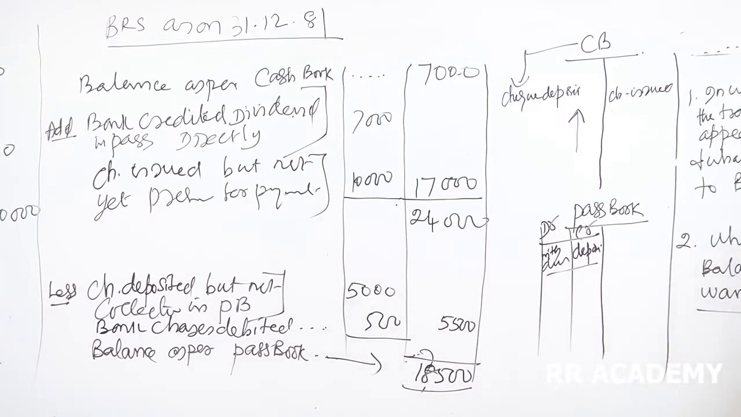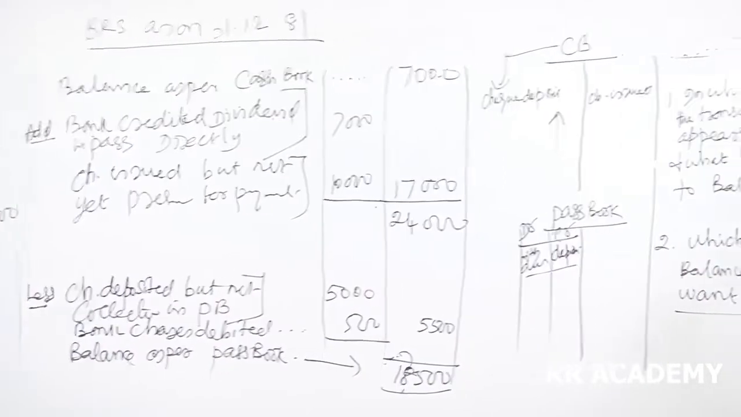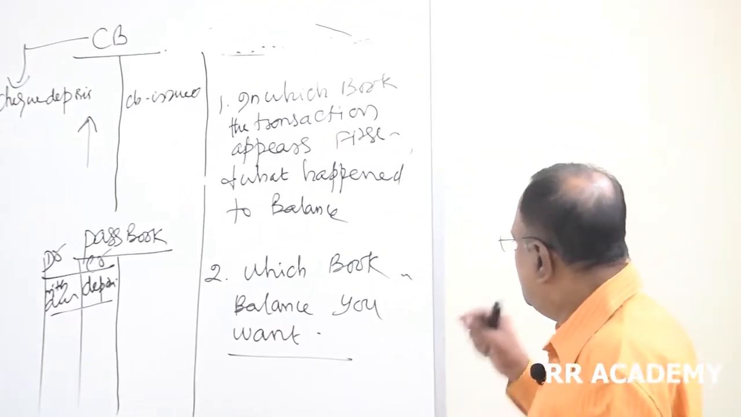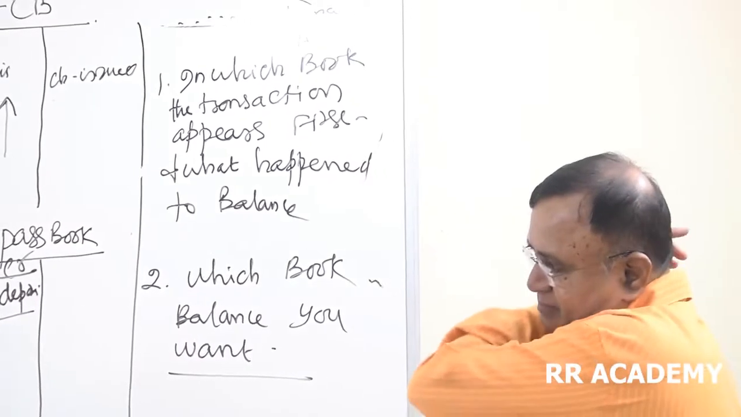These two things you must remember. Which book does the transaction appear first? What happened to balance? Which book balance do you want?